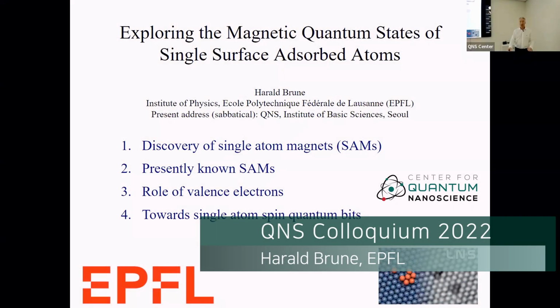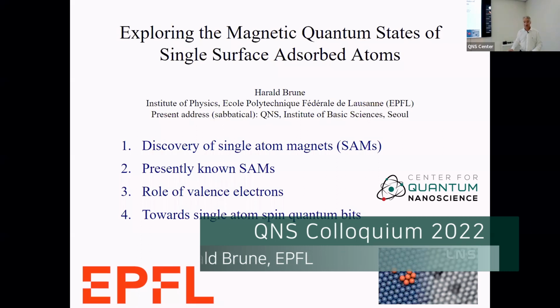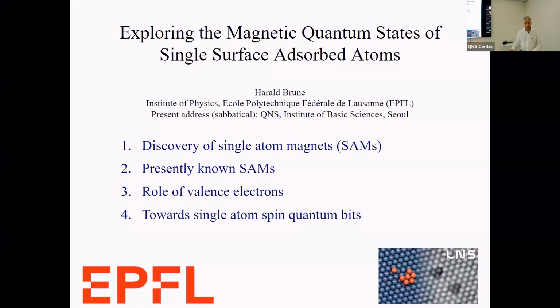I would like to talk about exploring the magnetic quantum states of single surface adsorbed atoms. And before I go into this field of single atoms, I would like to show a few things which are basically more historic, that show from where we started when we went into that field. So the first part is the discovery of single atom magnets, the way that we went for discovering their fascinating properties.